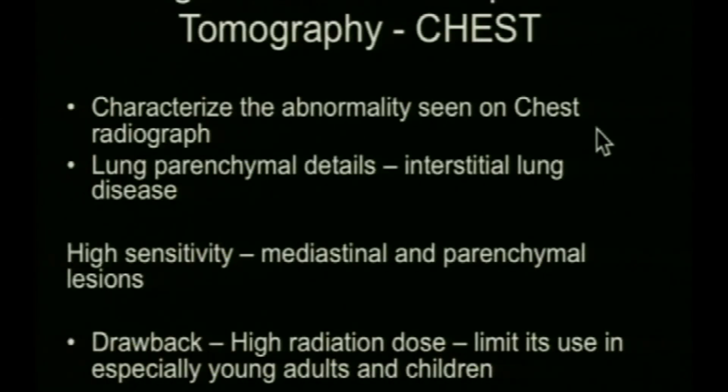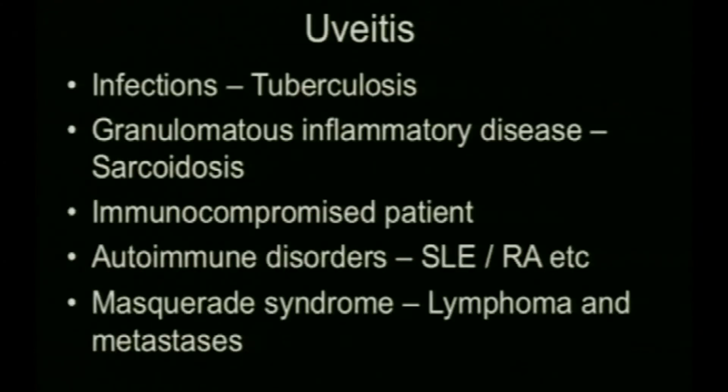It is to characterize an abnormality that you see on a chest radiograph which is not typical, and to look for interstitial lung disease. An HRCT chest is highly sensitive in picking up mediastinal and parenchymal lesions. But the main drawback is the radiation dose, and therefore one should limit its use in young adults and children.